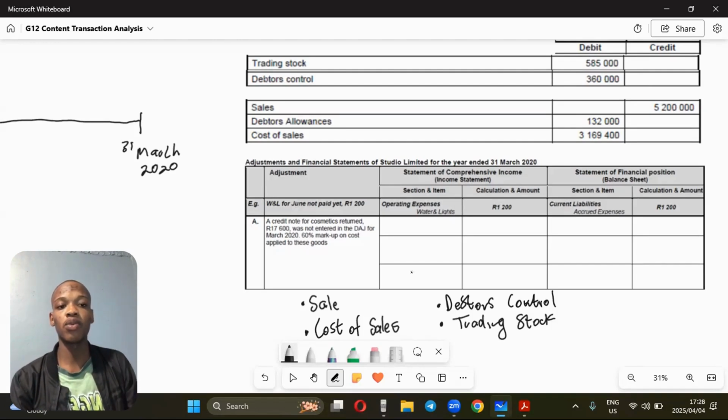So sales is now going to be debited. Debtors control is going to be credited. Trading stock is going to be debited. Cost of sales is going to be credited.